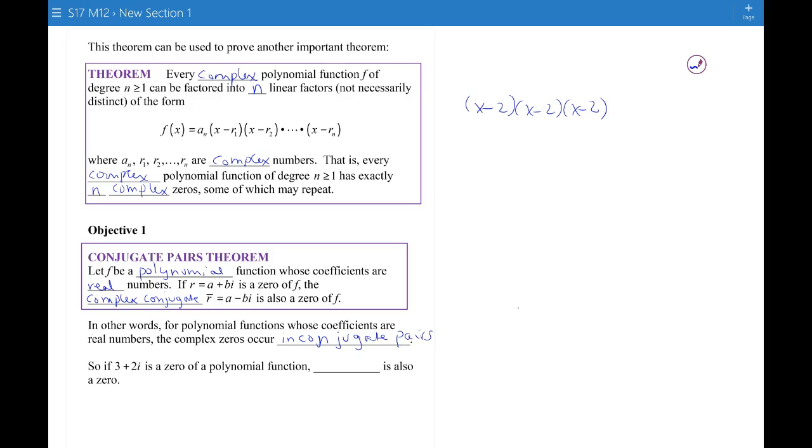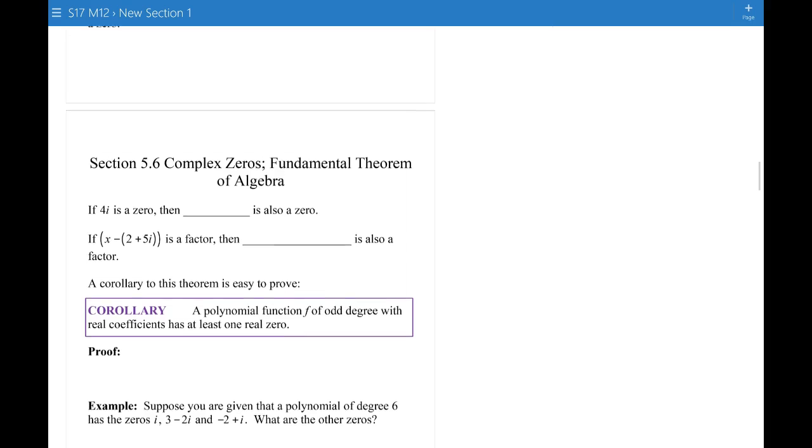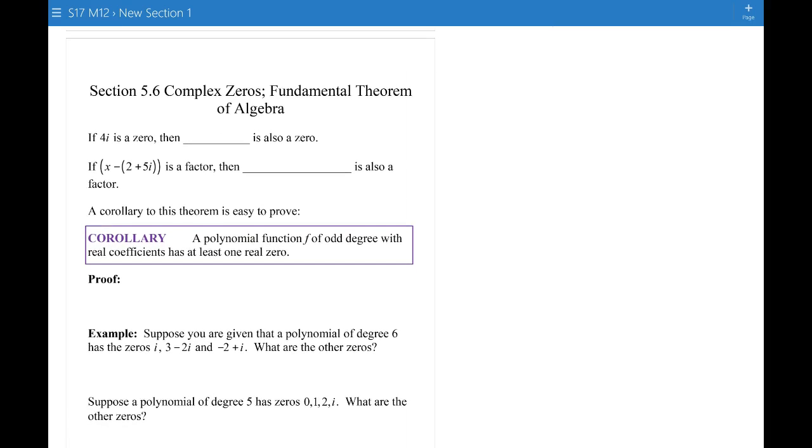pairs. You'll never have 2i as a zero unless you also have negative 2i. You'll never have 1 plus 3i as a zero unless you also have 1 minus 3i. They always come in conjugate pairs. So if 3 plus 2i is a zero of a polynomial function, then 3 minus 2i is also a zero. If 4i is a zero, then negative 4i is also a zero. So that complex conjugate is the opposite sign in front of the complex part.